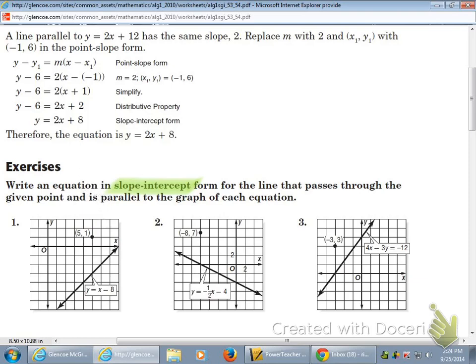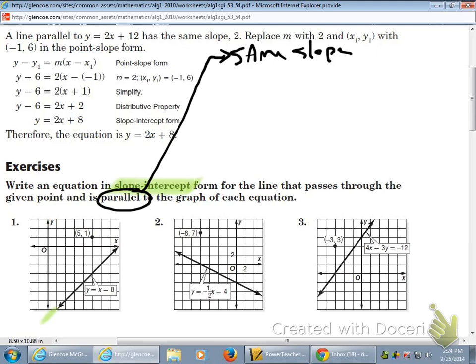Now, what did we just talk about as far as parallel goes? What do we know about parallel? It has the same slope. So I know right now I'm going to be looking for something with the same slope. If I look at number 1, they've given me a line. Can I determine the slope of that line? Yes, I can, a couple different ways.